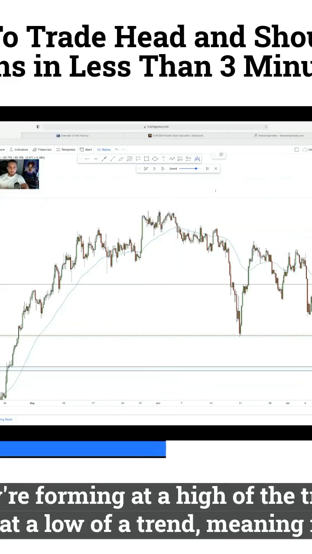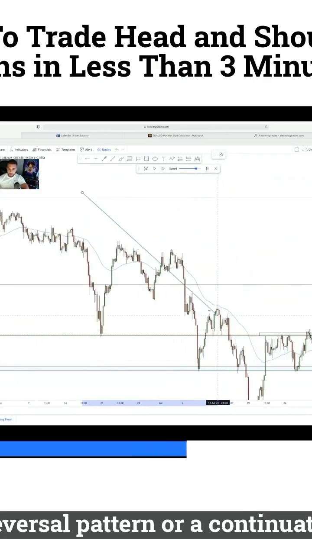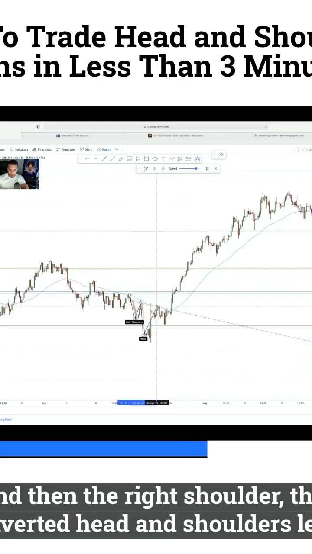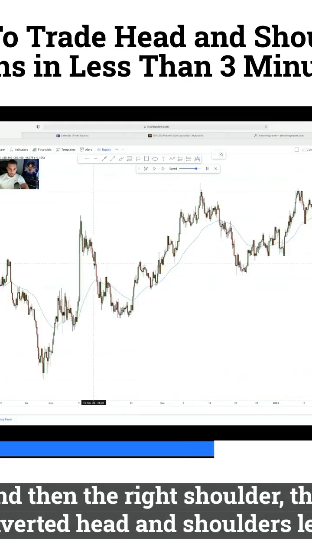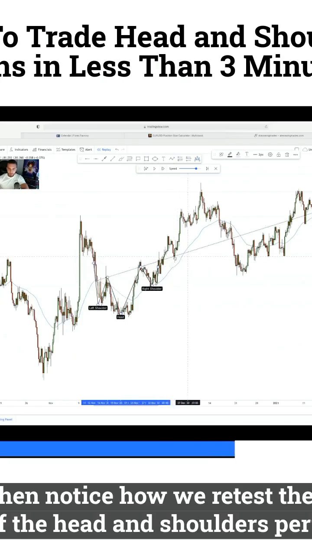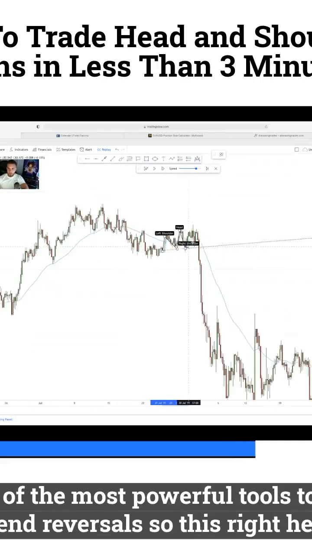But notice where these things are forming. They're forming at a high of the trend or at a low of a trend, meaning it's a reversal pattern or a continuation. This is another one. Notice where this one is at. It has the bottom of the range, left, head, and then the right shoulder. This inverted head and shoulders: left, head, and then the right shoulder. And then notice how we retest the neckline of that head and shoulders perfectly, where at the bottom, trend reversal continuing to the upside. These are one of the most powerful tools to spot trend reversals.